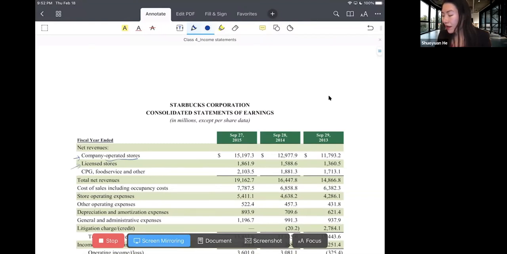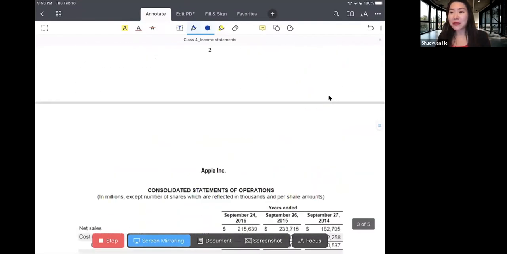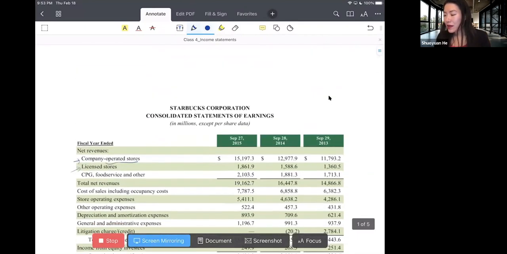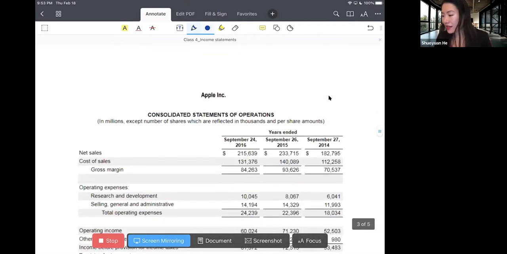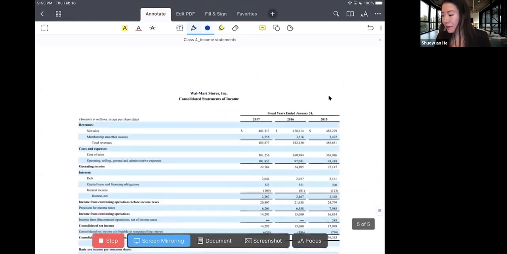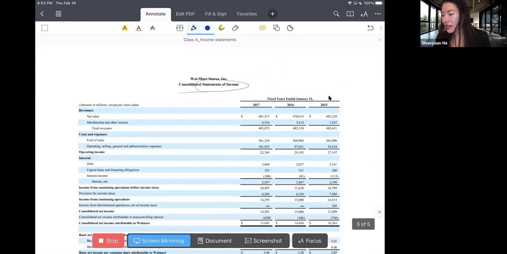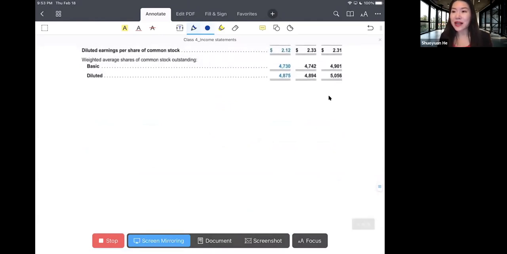So here, for example, first of all, let's just look at the title of the income statement. Those are all income statements. But if you look at the title, Starbucks is calling it consolidated statement of earnings. Pfizer is calling it consolidated statement of income. Apple is calling it consolidated statement of operations. Intel is calling it consolidated statement of income. Walmart is calling it consolidated statement of income. But those are all income statements. They are the same thing.